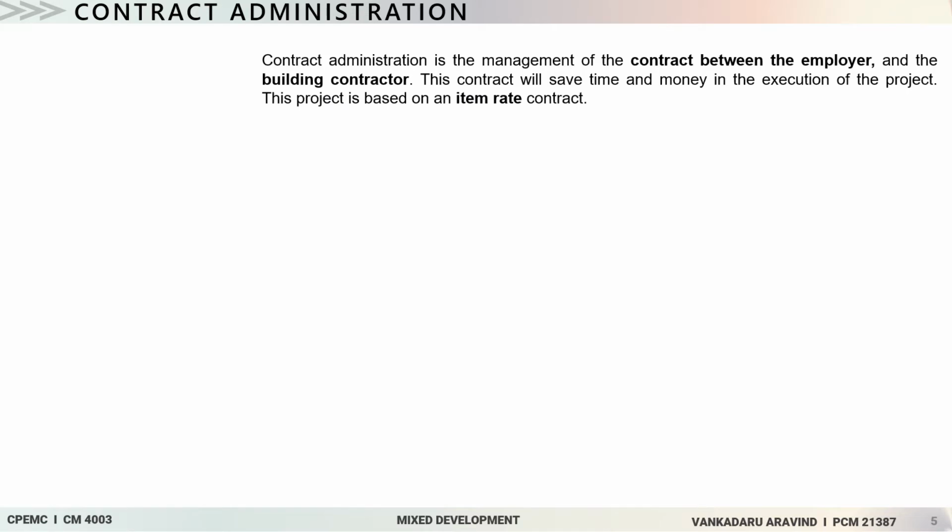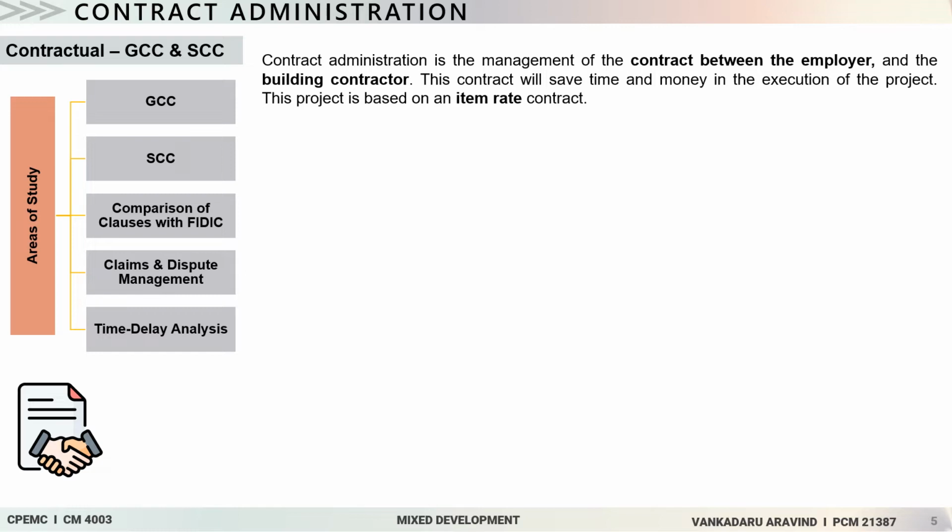Contract administration. Now we will be discussing some of the aspects of the contract that were used during the construction phase. Under this study, we have worked on understanding the general and special conditions of the contract. Later, these clauses were compared with standard guidelines such as FIDIC. Later, we made a detailed analysis and flowcharts on claims and dispute management. In the last, the discussion of time delay analysis is also done.